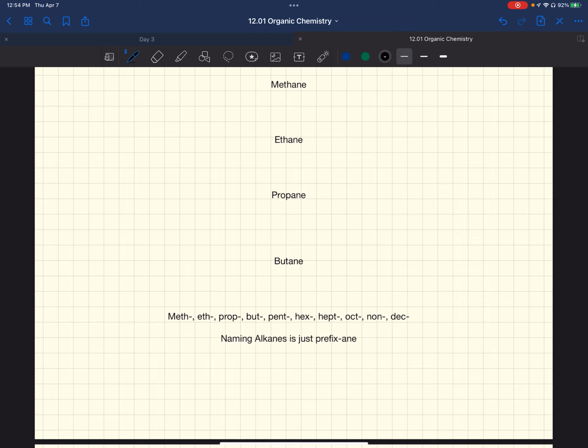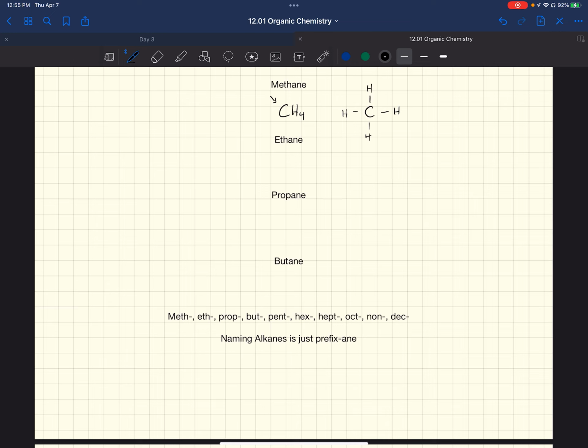So methane, ethane, propane, butane, these are all examples of organic compounds. And organic compounds are just carbon-containing compounds, carbon-based compounds. So methane, for example, is CH4. And so here's our chemical formula. We can also draw a structural formula, which looks like this. And we're going to talk about several different ways to represent these as we go through these.